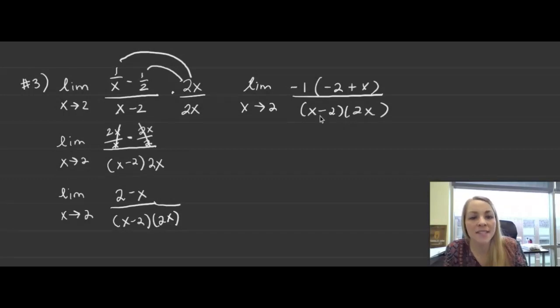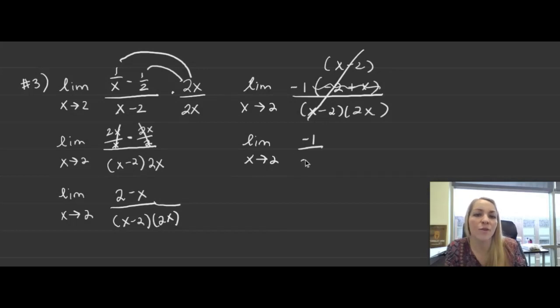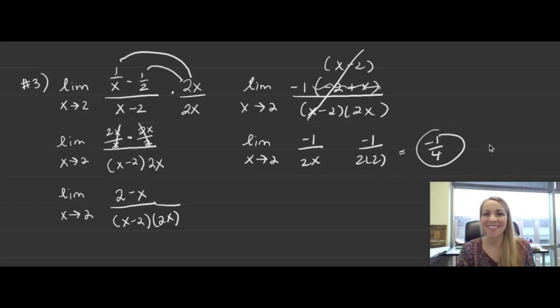And now this is the same thing. I mean, if you want, you can rewrite this to x minus 2, that's the same thing. X minus 2 divided by x minus 2 is 1. So now I have the limit as x approaches 2 of negative 1 over 2x. And now I can just plug that 2 in. So I have the negative 1 over 2 times 2, which is negative 1/4.